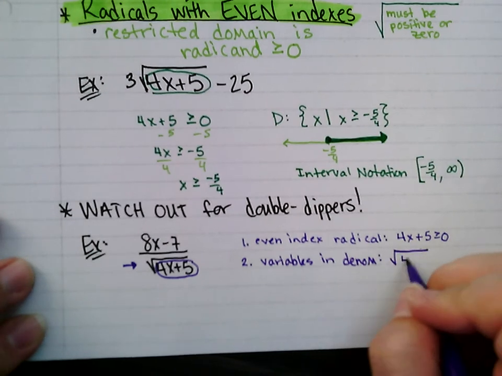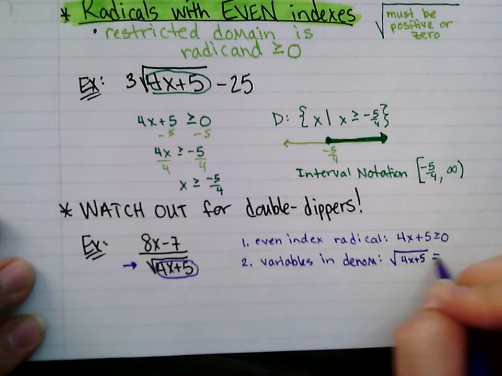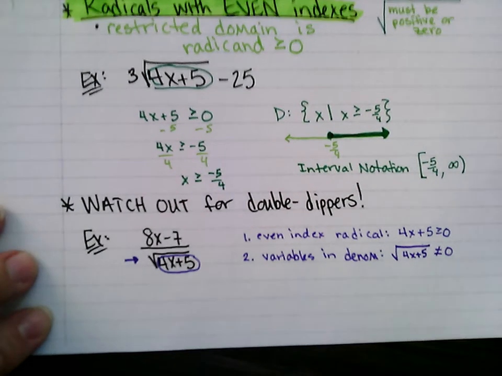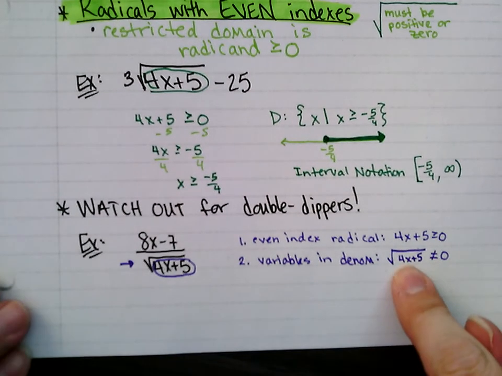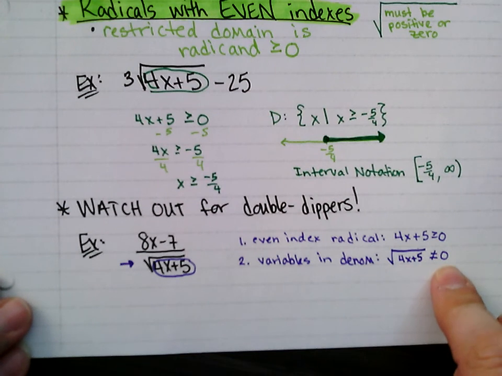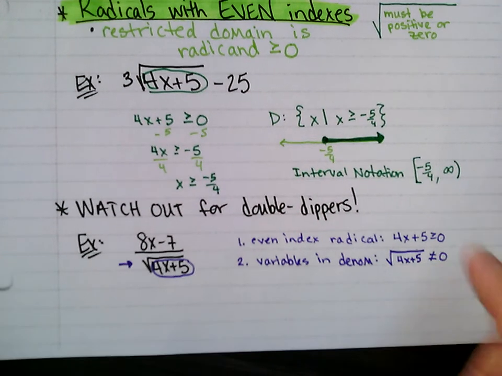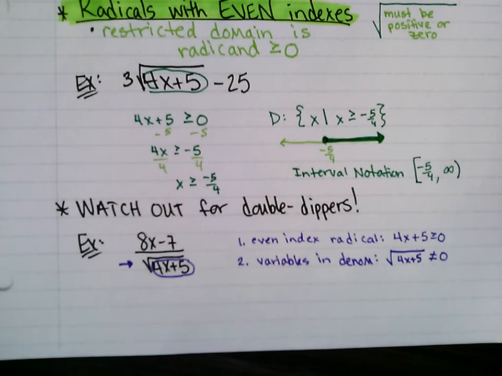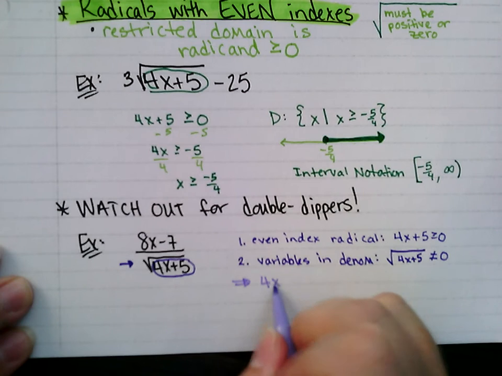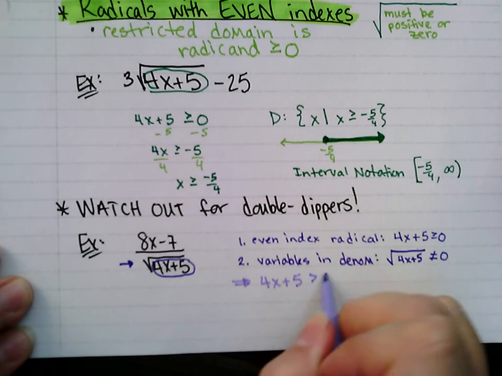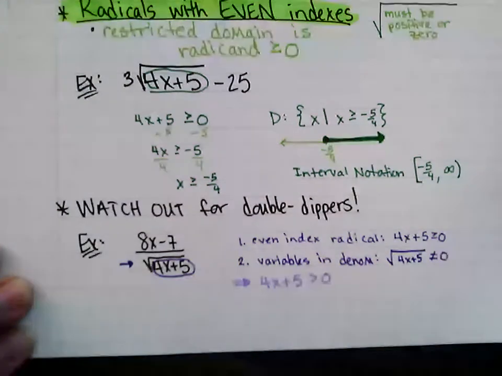So square root 4x plus 5 cannot equal 0. So when I put these two ideas together, like imagine I square both sides of this, then I would have 4x plus 5 cannot equal 0. But I also say 4x plus 5 has to be greater than or equal to 0. So it has to be greater than or equal to 0, but it can't equal 0. So when I put those two ideas together, that basically just tells me that 4x plus 5 has to be greater than 0, but not equal to.